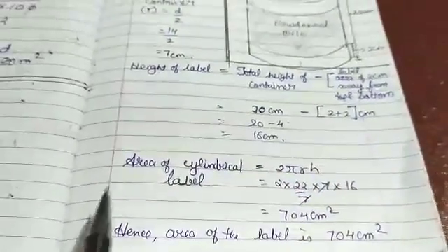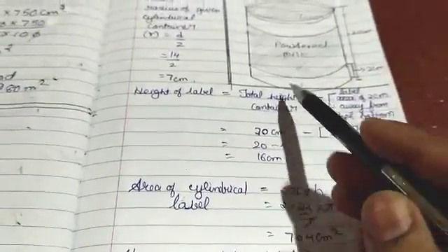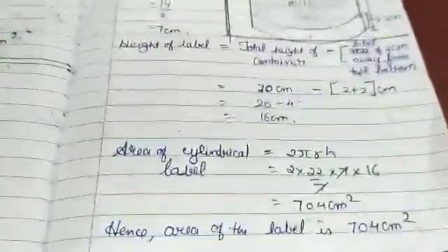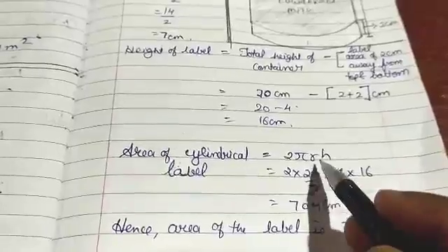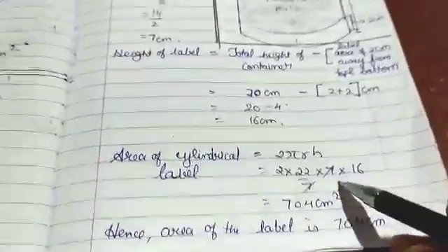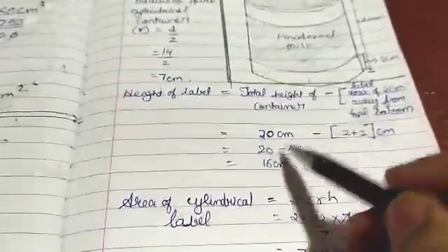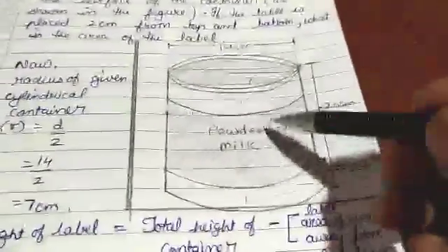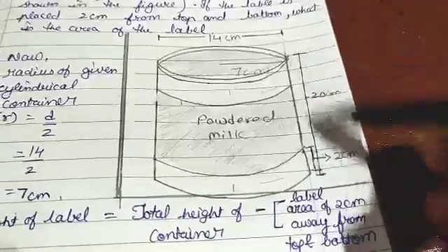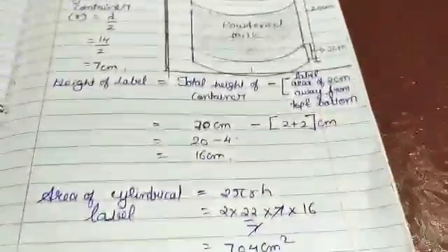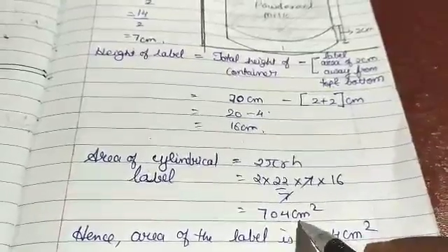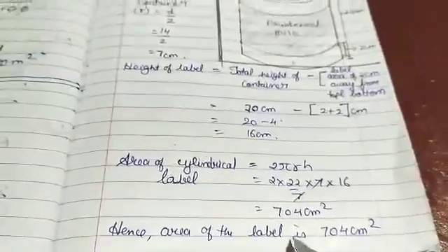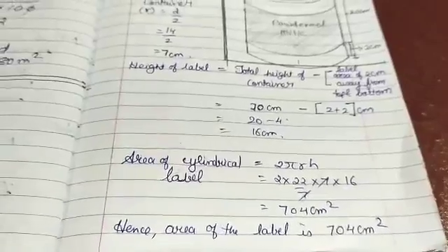Now it's very simple to find the area of the label, that is the curved surface area of a cylindrical label, 2 pi rh. 2 pi is 22 by 7, radius 7, the radius will be the same, and the height is 16, not 20. The height of this label is 16, 20 is the total height of the tin. Then 7 will cancel. When you multiply, you will get 704 centimeter square. Hence the area of the label is 704 centimeter square.